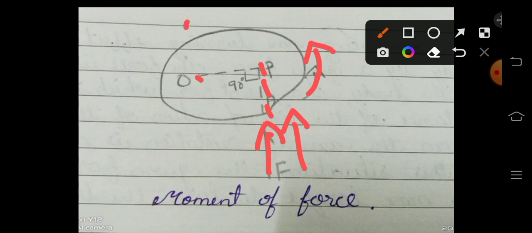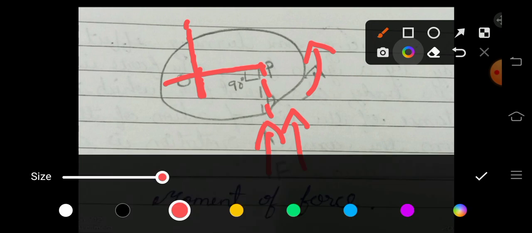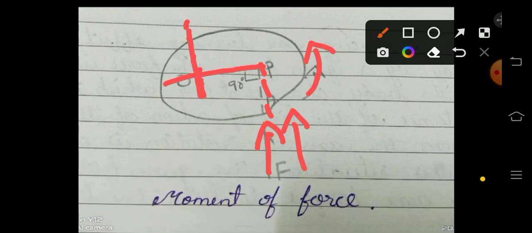The axis of rotation means an axis which is passing through this pivoted point, and here it creates one perpendicular distance between this line of action of force and this axis of rotation. I'll just change the color. So this distance is what we take in the example, and it must be the perpendicular distance. We cannot take any other distance like this. So it must be the perpendicular distance.